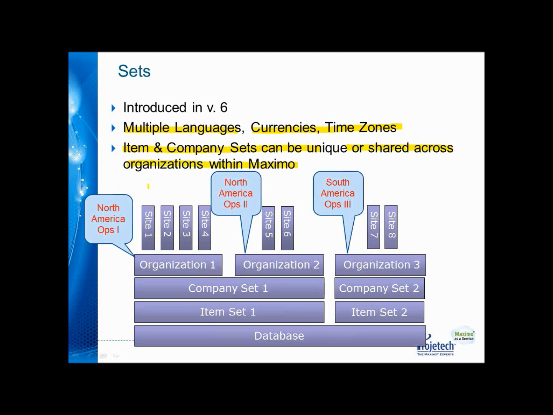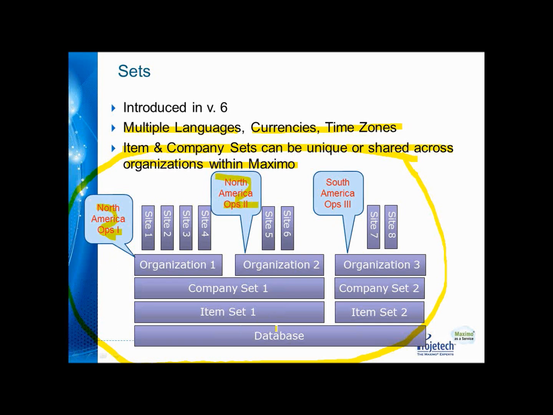So what we're showing you here on this slide is that in North America, in this example, let's assume that this whole thing represents one instance of Maximo, meaning a database, basically. So in North America, we've got two operations. Maybe it's manufacturing operations, where they're making one product in one operation and a different product in the other operation.